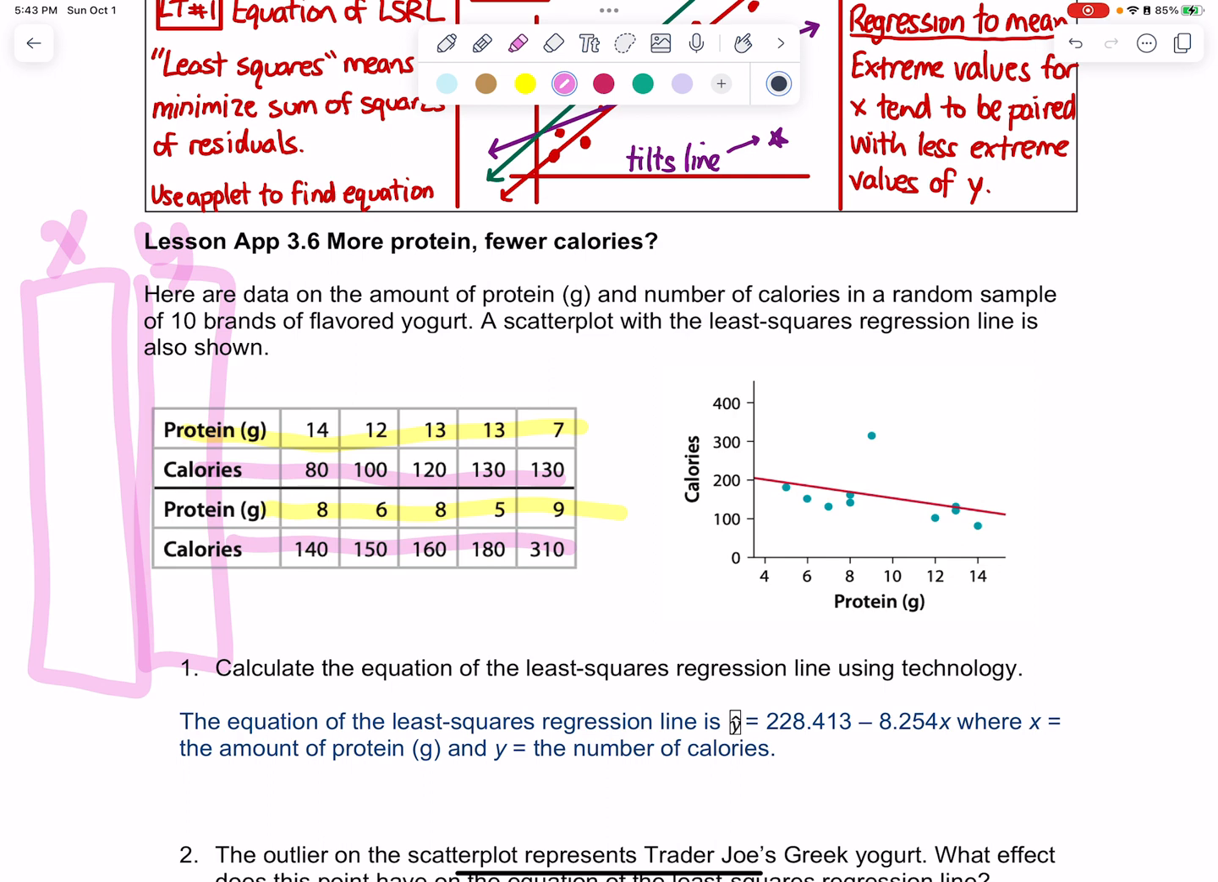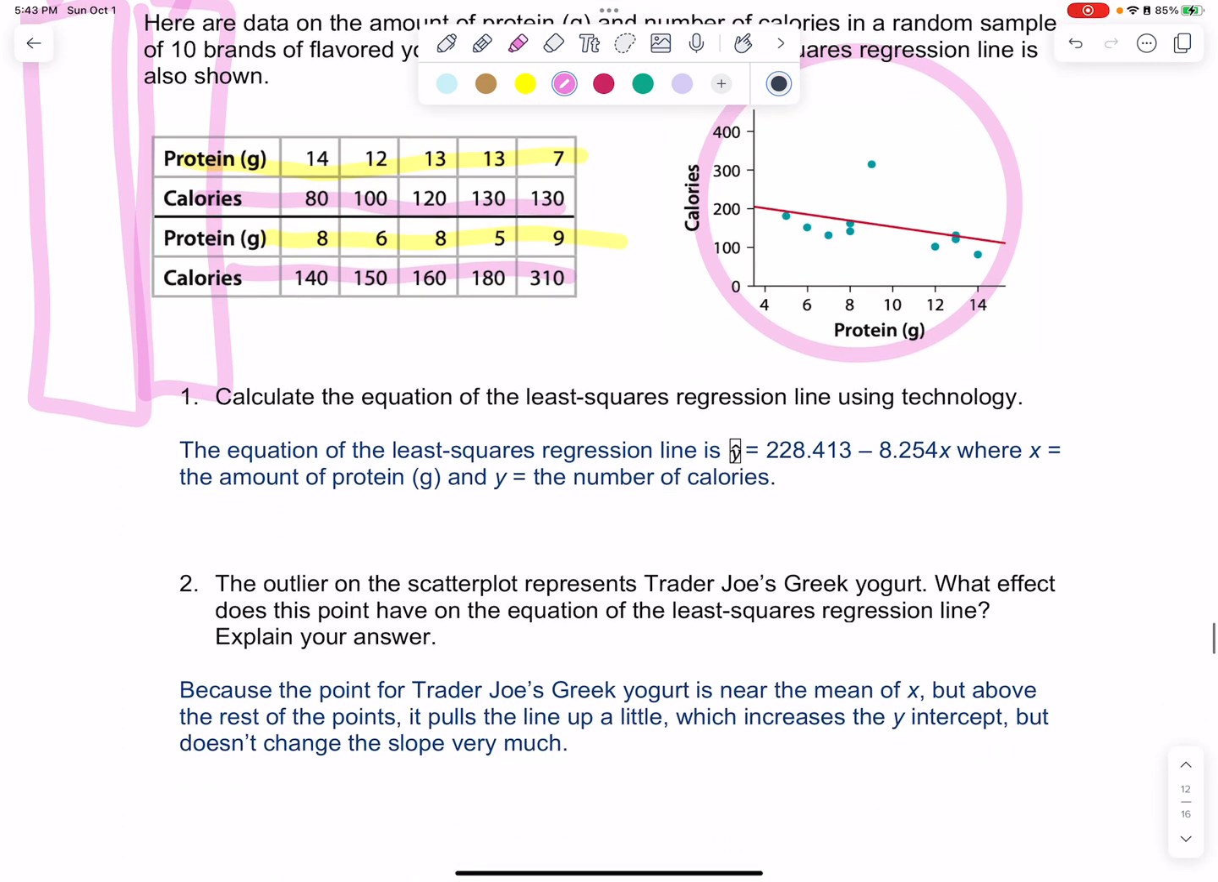It just ran out of room, so it's the same thing. So protein and then calories. And then you're going to make this data, and then go ahead and do your line. And it gives you your least squares regression line, and your least squares regression line is going to be number of calories hat equals 228.413 minus 8.254 times the amount of protein.